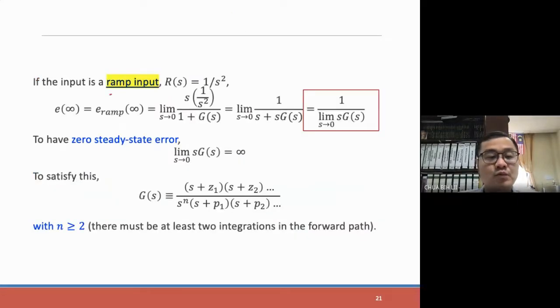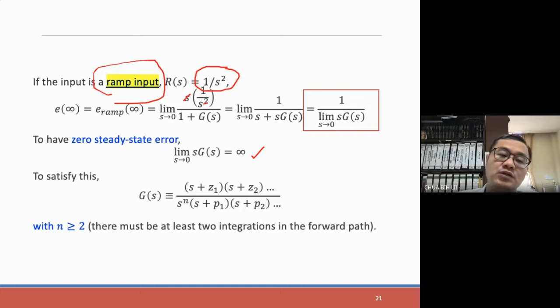Next, we test it with a ramp input. The ramp input would be 1 over s squared. So for this system, the system will now become in this form. We only look at this particular part, since this is s plus sG, so we can combine them together. In this form, this would be cancelled out, so you will get this particular form.